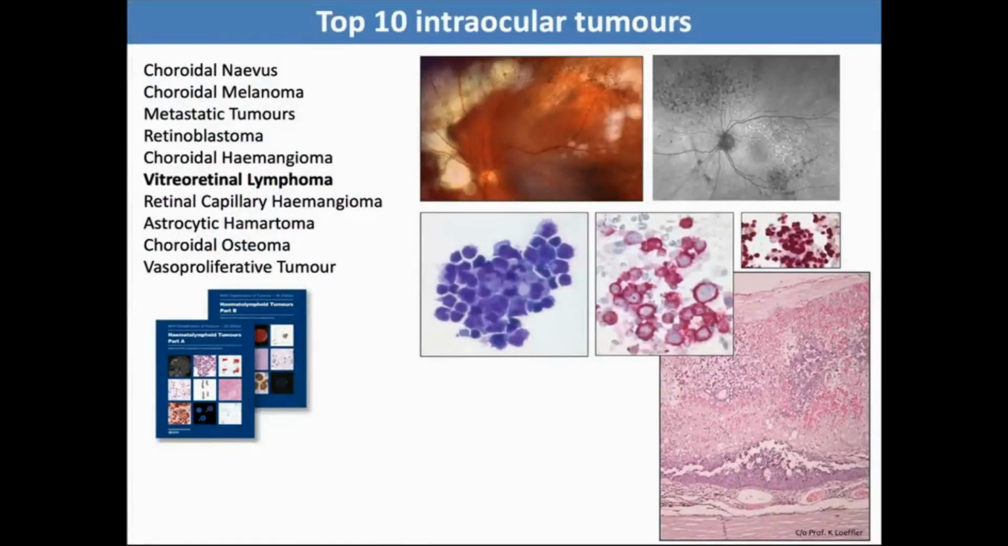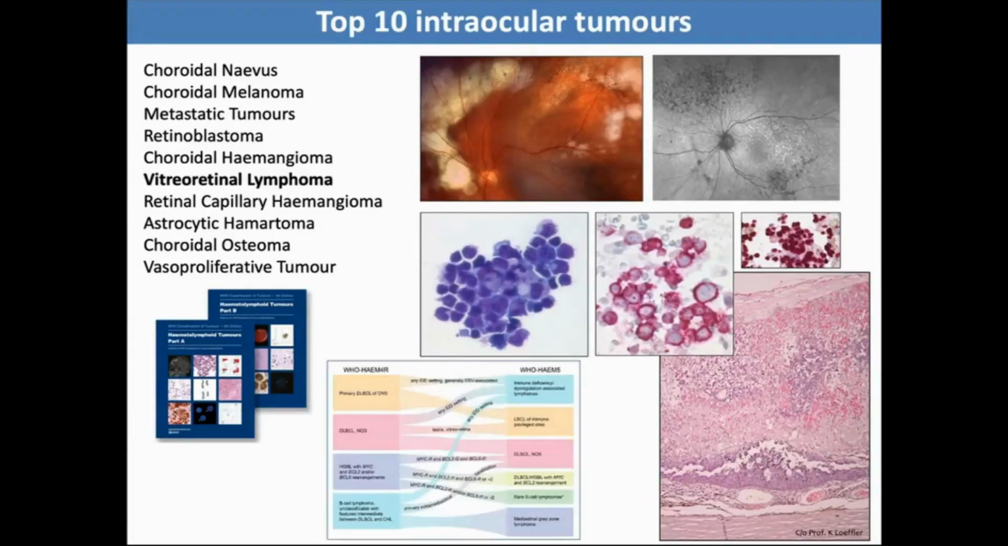Just moving on to vitreoretinal lymphoma. This is a high-grade B-cell lymphoma. It is rare, but it is really a deadly tumor and has to be picked up as soon as possible. It mimics inflammatory conditions within the eye, and unfortunately can spread to the brain.